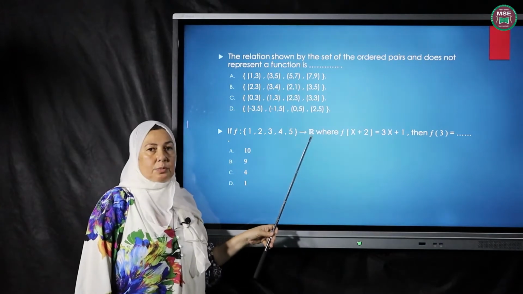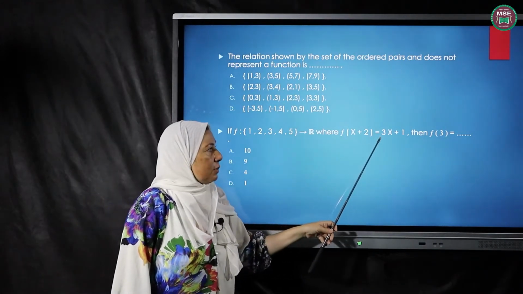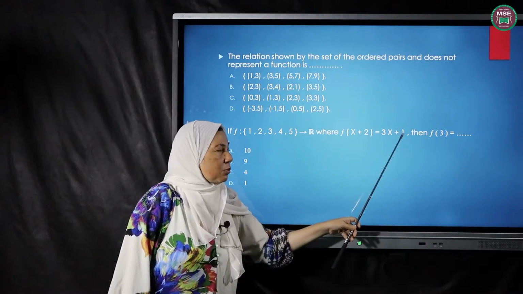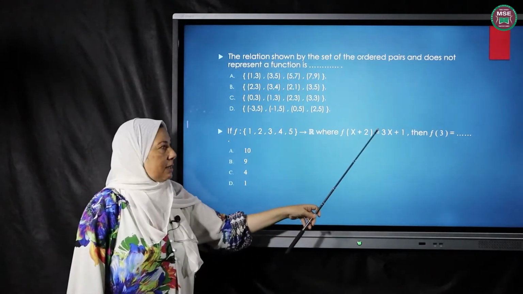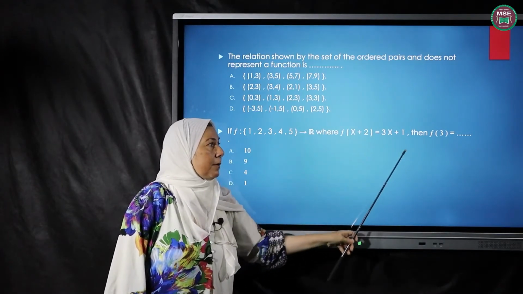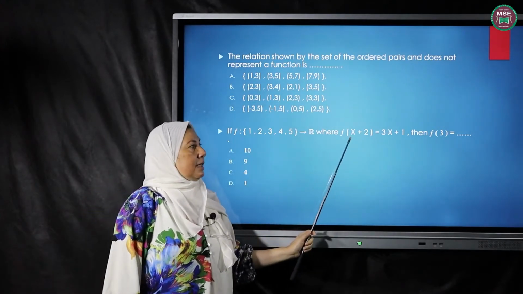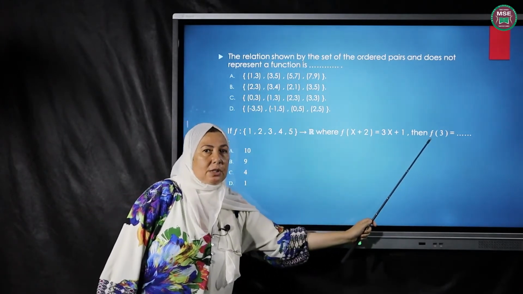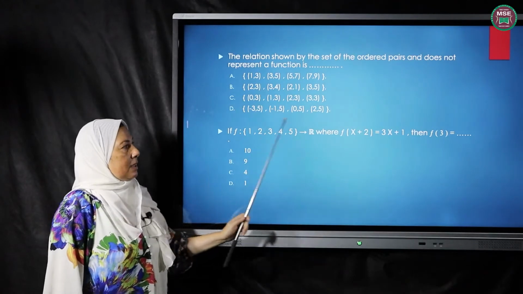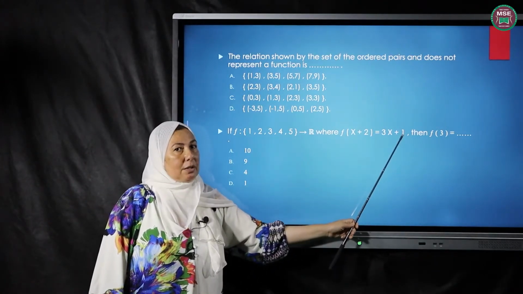Example number 3. If f is a function from x to y, with domain 1, 2, 3, 4, 5, five elements, and codomain all real numbers, where f of x plus 2 equals 3x plus 1, the relation between x and y is f of x equals y. Then find f of 3. Since x plus 2 equals 3, therefore x equals 1. Simplify: 3 times 1, 3 plus 1 equals 4.